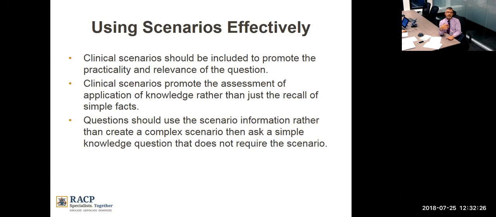Sometimes I've seen people write these huge, beautiful, great scenarios and then just ask a knowledge question that's not related to the scenario at all. What I'm asking you to do here is to make sure that if you do write a scenario, your question actually relates to the scenario and is an application question rather than just a knowledge question. Next, please.